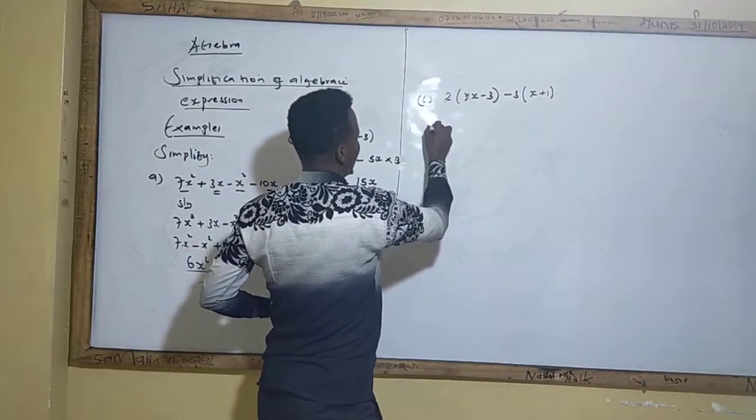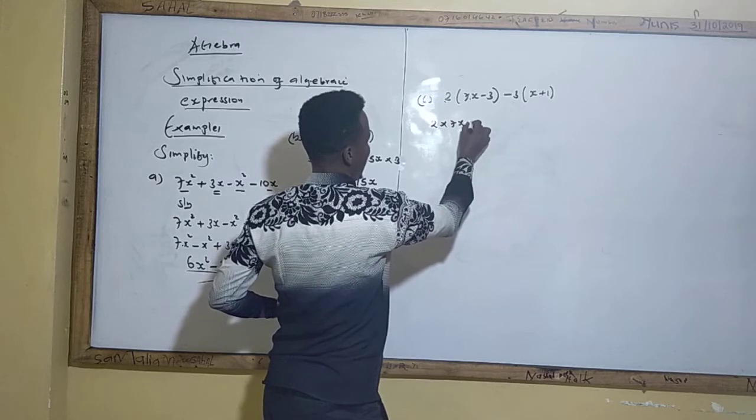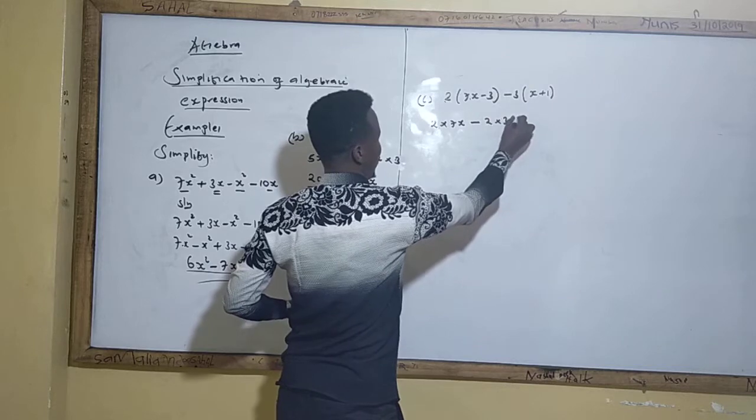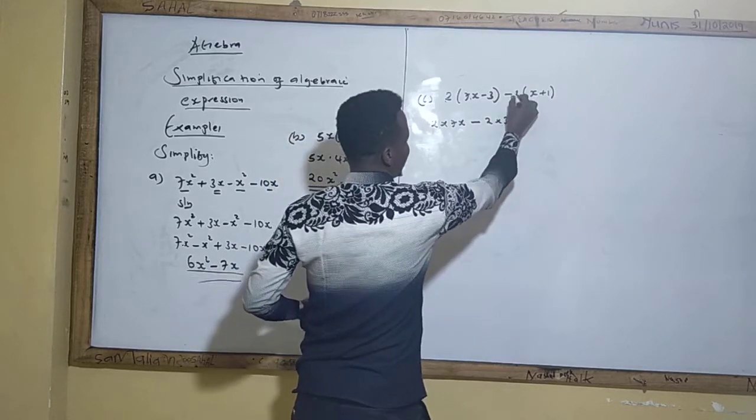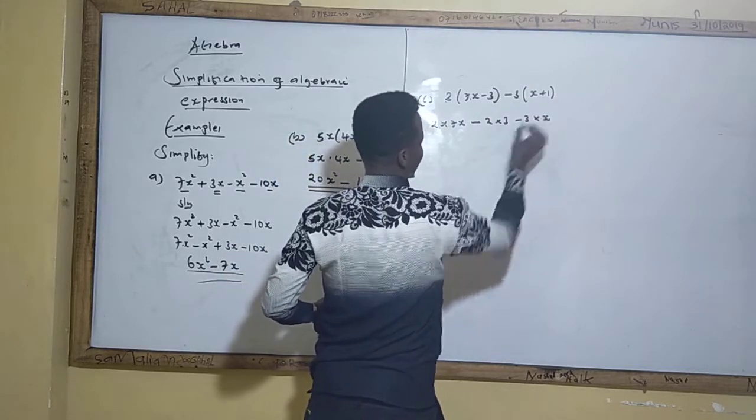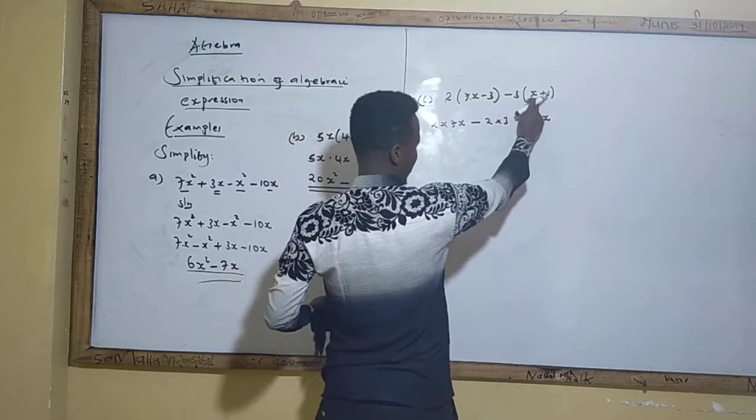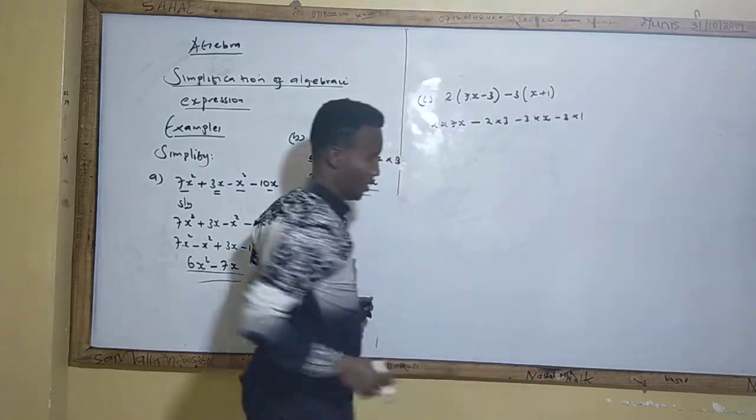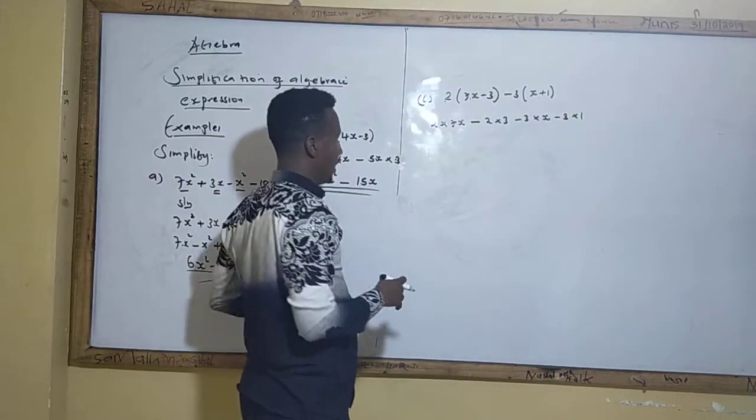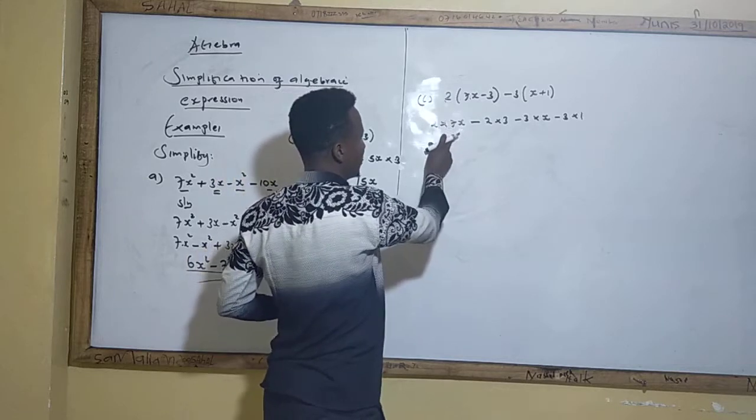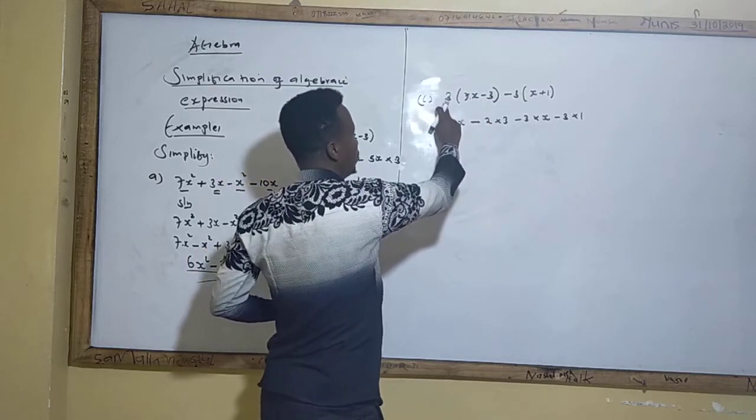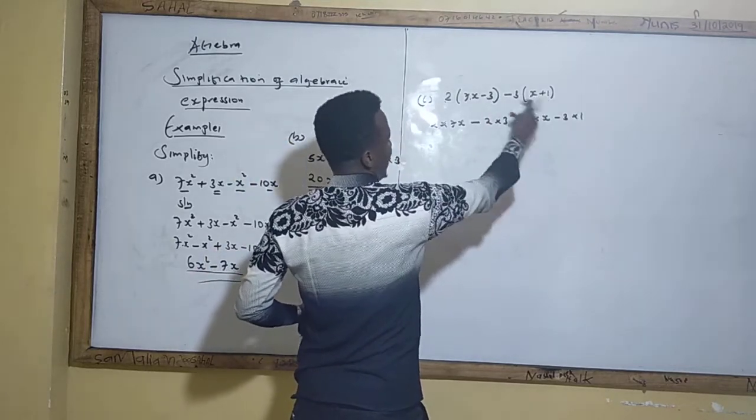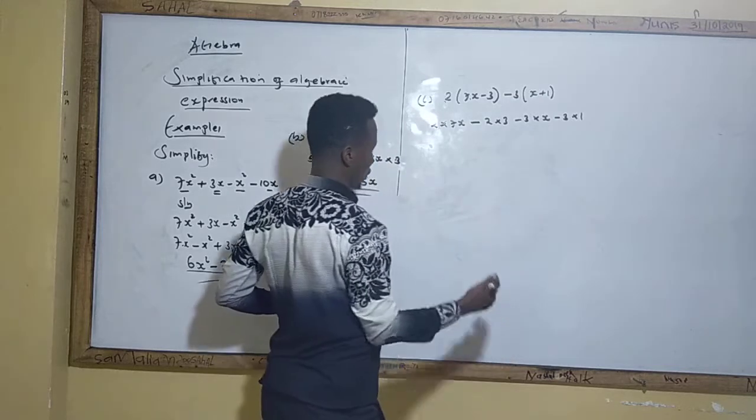2 times 7x minus, write this sign. Then again, 2 times 3. Then write minus 3 times x. Then minus 3 times what? Okay, after doing that, remember you're saying 2 times 7x, then write the sign inside the bracket. 2 times 3 again. Then minus 3 times x, minus 3 again times 1, which is positive, okay?